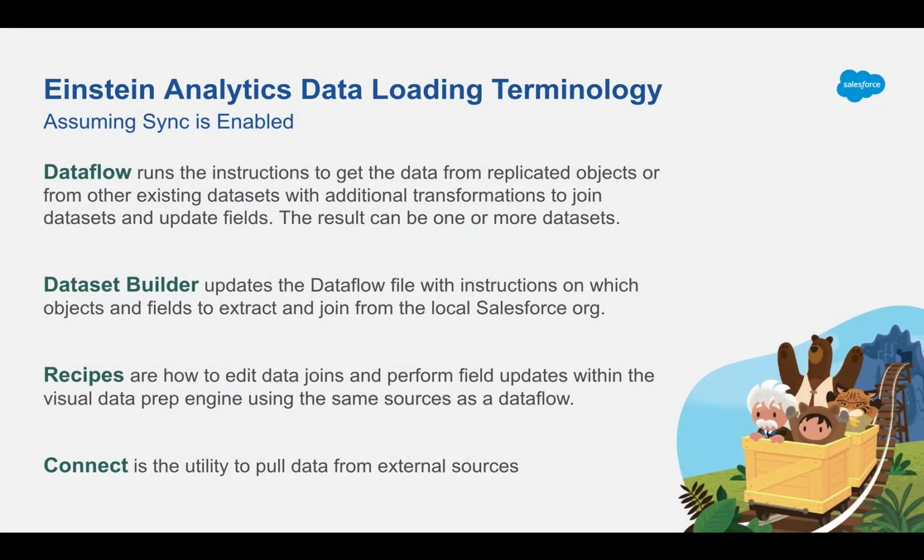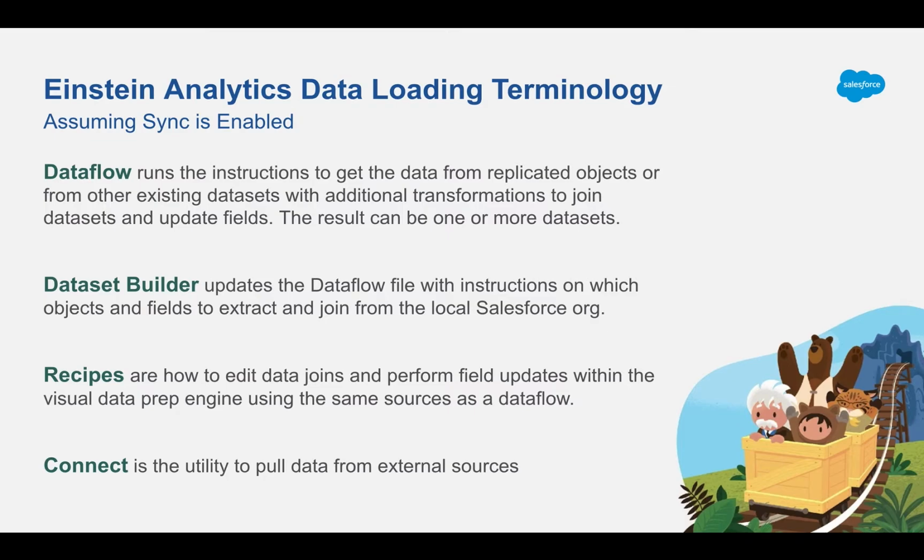There's some quick terminology to help you make the most out of loading data into Einstein Analytics. The data flow is the key foundational set of instructions that is always executed to be acquiring data and transforming data and loading it into Einstein Analytics. The dataset builder is one of the easier ways to construct the data flow for objects that are coming from Salesforce. Recipes are another easy way to tailor data flow with a visual interface, and they can be used to join internal and external data very easily.